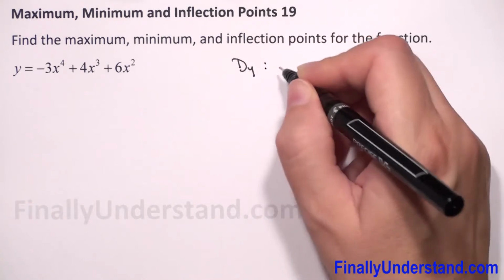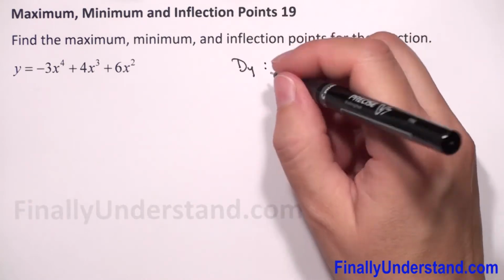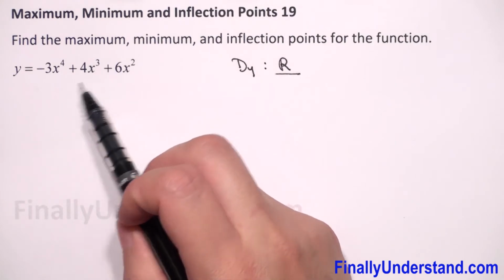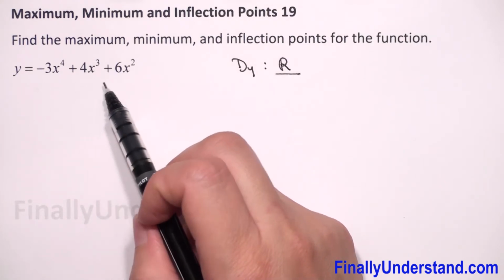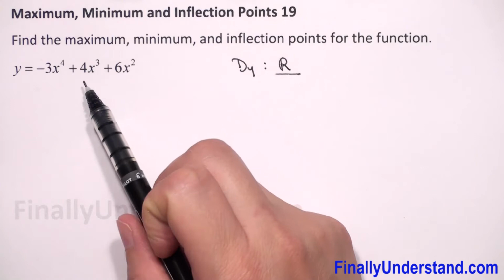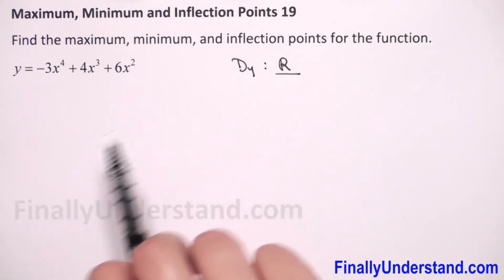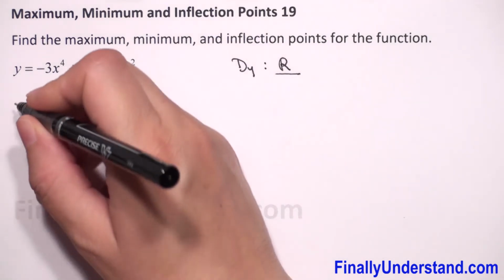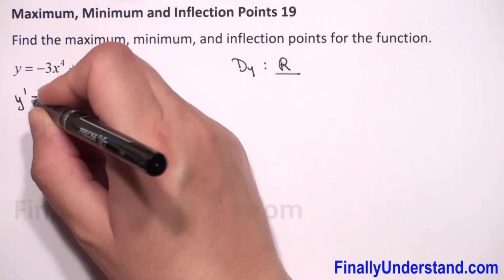The domain is all real numbers. Why? Because we have here the power, we have addition, subtraction, multiplication. We can add, subtract, multiply any real numbers. So that's why we have the domain all real numbers. Next, we need to find the first derivative.